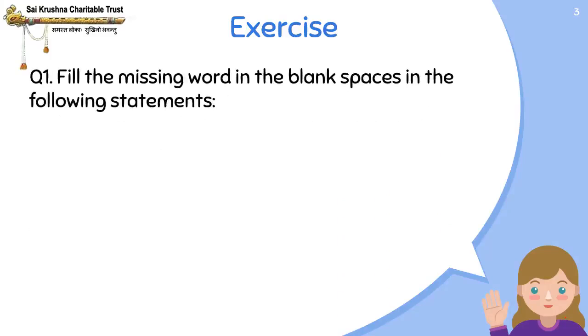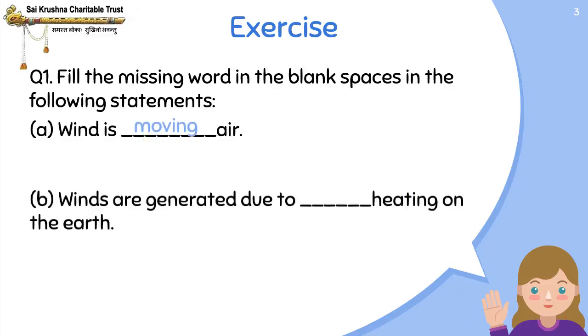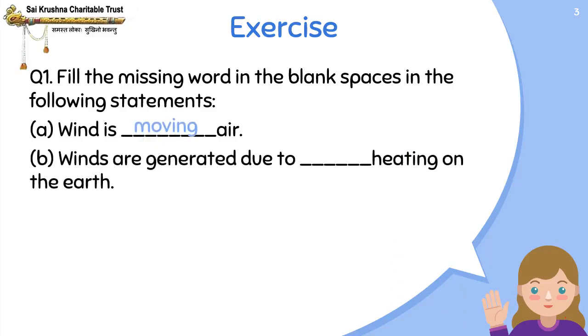Question number 1. Fill the missing words in the blank spaces in the following statements. So wind is dash air. Wind is moving air. When the air is moving, that is called as wind. Okay, next one. Winds are generated due to dash heating on the earth. So winds are generated due to uneven heating. So somewhere the air gets heated more, somewhere air gets heated less, and that's how winds are generated.